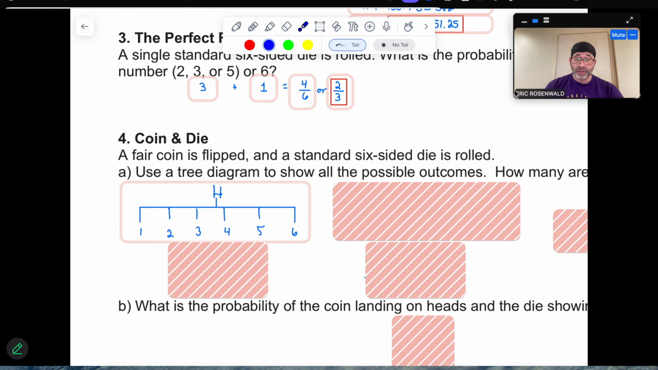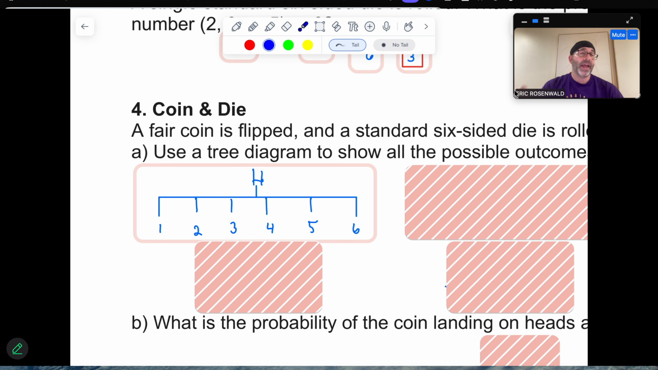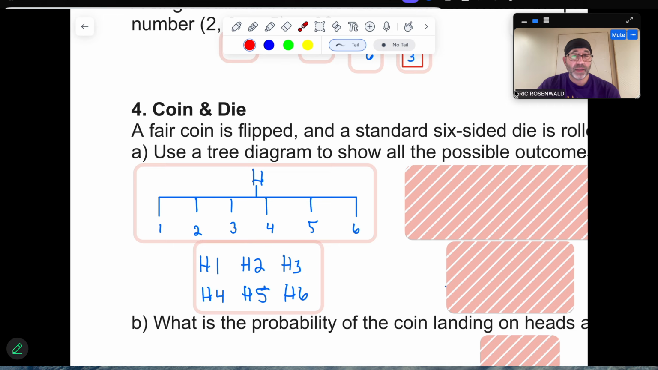In this first scenario, let's say it comes up heads. Now, after it comes up heads, I'm going to roll a die. And when I roll the die, it can come up a 1, 2, 3, 4, 5, or 6. So what are all the possible outcomes? This is what a tree looks like. We take all the possible outcomes and match them together. So if I go heads and then 1, or heads and then 2, or heads and then 3, and keep doing this, these are all the possible outcomes. Heads 1, heads 2, and so on and so forth.